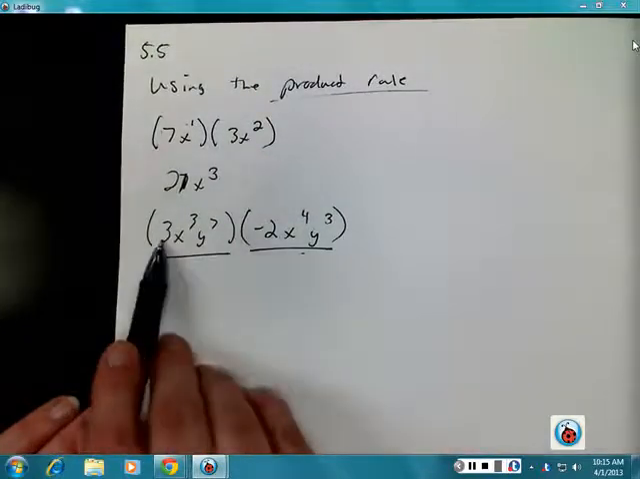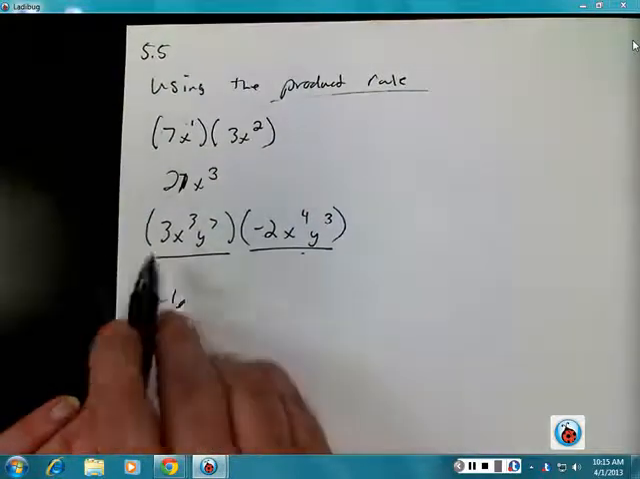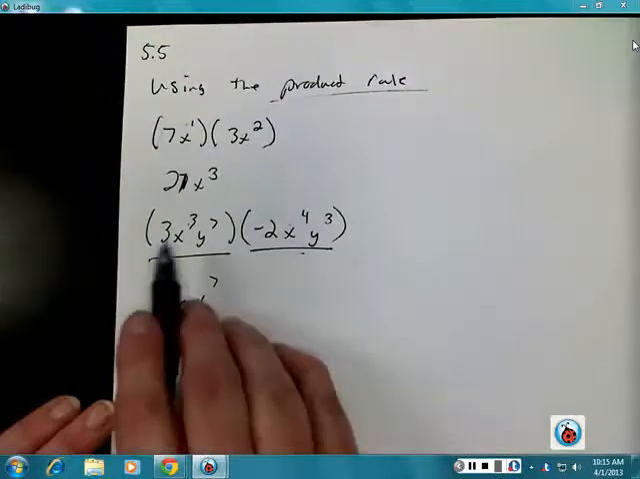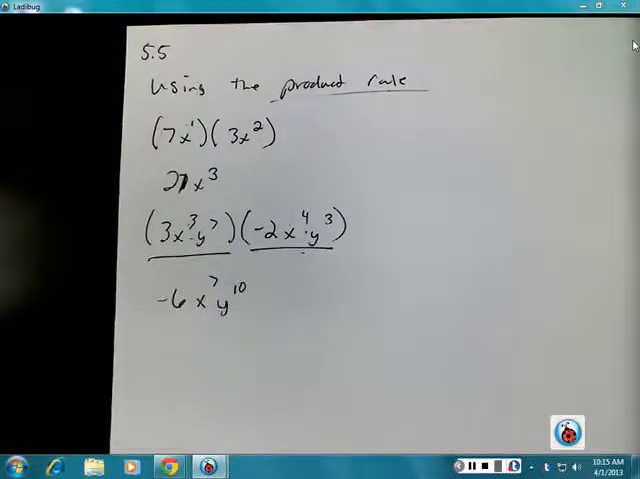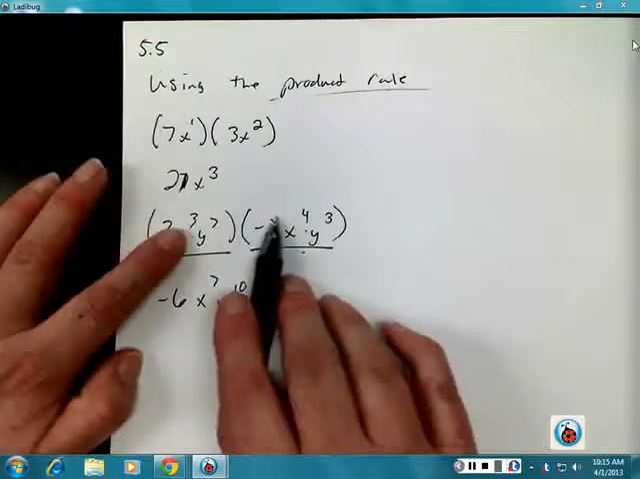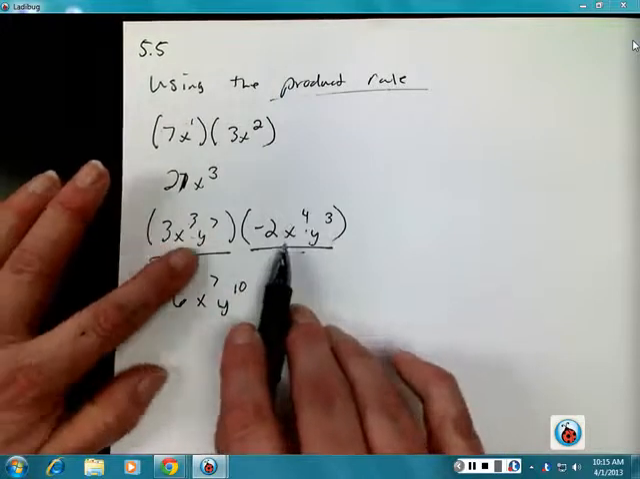So basically, same thing as we did up above. 3 times negative 2, negative 6. X to the third, x to the 4th is x to the 7th. Y to the 7th and y to the 3rd is y to the 10th. And we are done. So you wouldn't distribute the y and the x. Let's say, so you just times the y's and the x's? Yes. Okay, that's why I was... Because all you're doing with your multiplication right now is just multiplying numbers, multiplying the x part, and multiplying the y part.